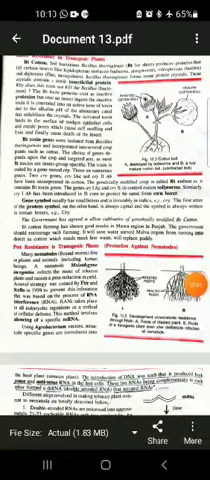Hi, welcome students. Today in the third part of the lesson Biotechnology and Its Application, we are going to discuss insect resistance in transgenic plants. To discuss this, we are going to take into account the transgenic variety of cotton plant, which is known as BT cotton.